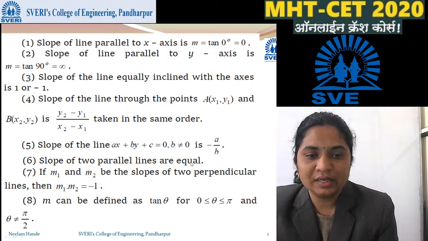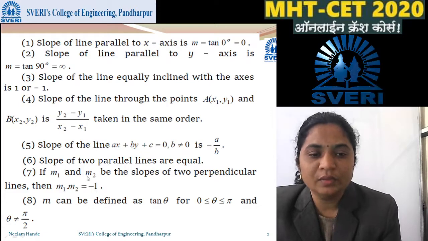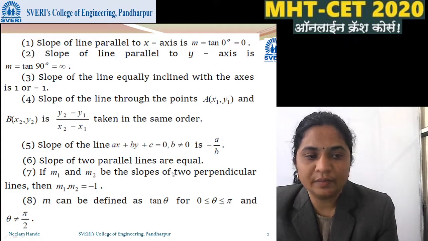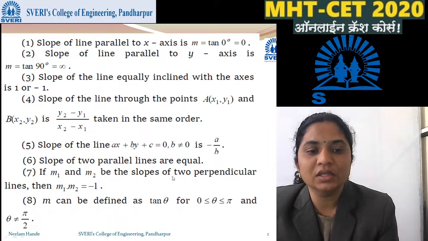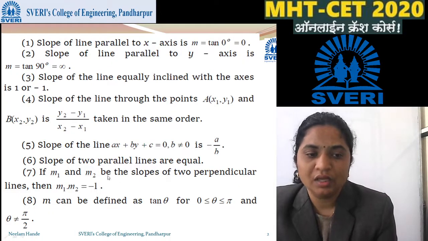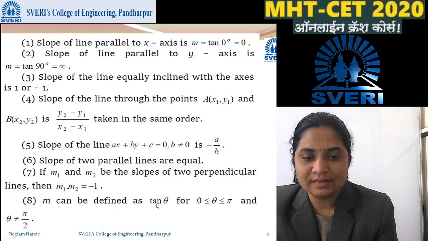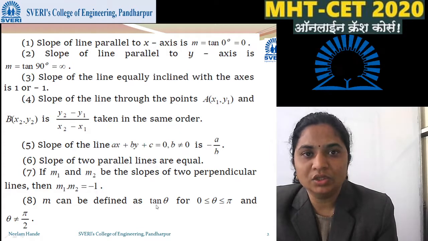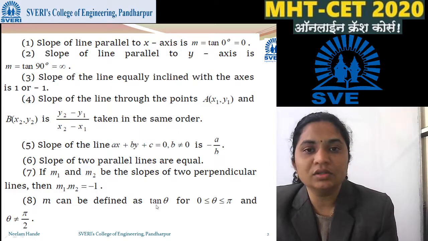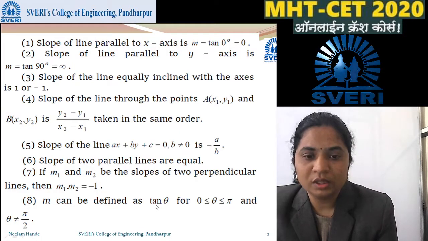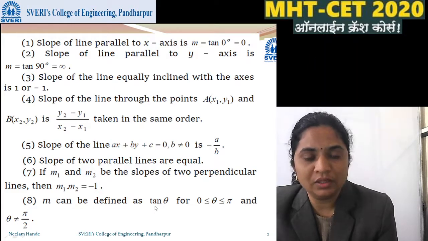Slopes of two parallel lines are equal. If m1 and m2 are the slopes of two perpendicular lines, then their product is equal to minus 1. m is the slope, defined as tan theta, where theta is in 0 to pi, but theta should not be equal to pi by 2, because if it is pi by 2, then tan pi by 2 will be infinity.